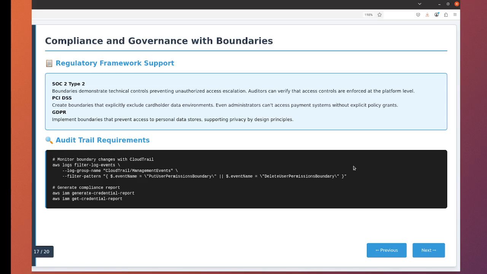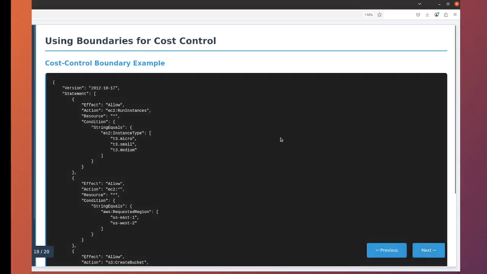GDPR compliance benefits from boundaries that prevent accidental access to personal data. You can create boundaries that explicitly exclude personal data stores, ensuring privacy by design. The key for compliance is documentation and auditability. Every boundary should have a clear business justification, regular review cycles, and detailed logging of who can assign or modify them. Boundaries for cost control.